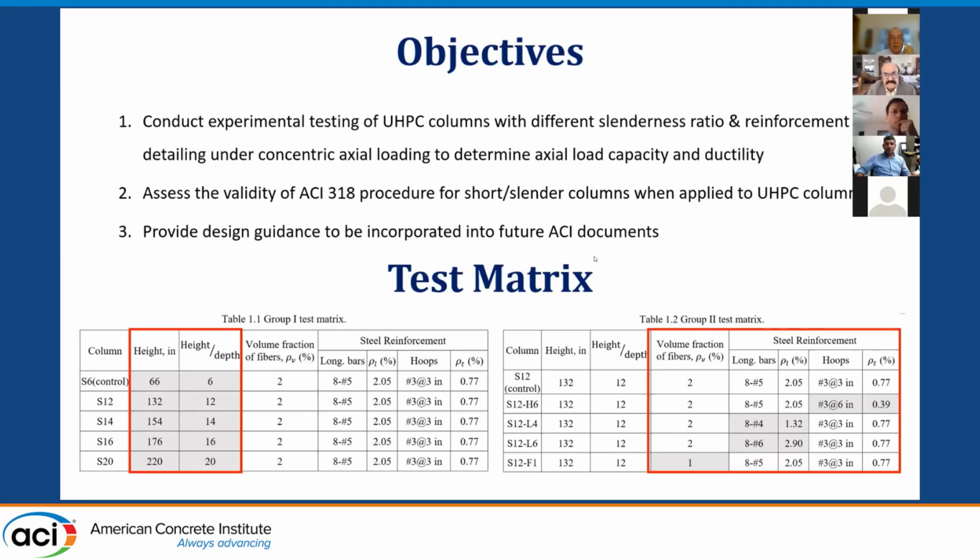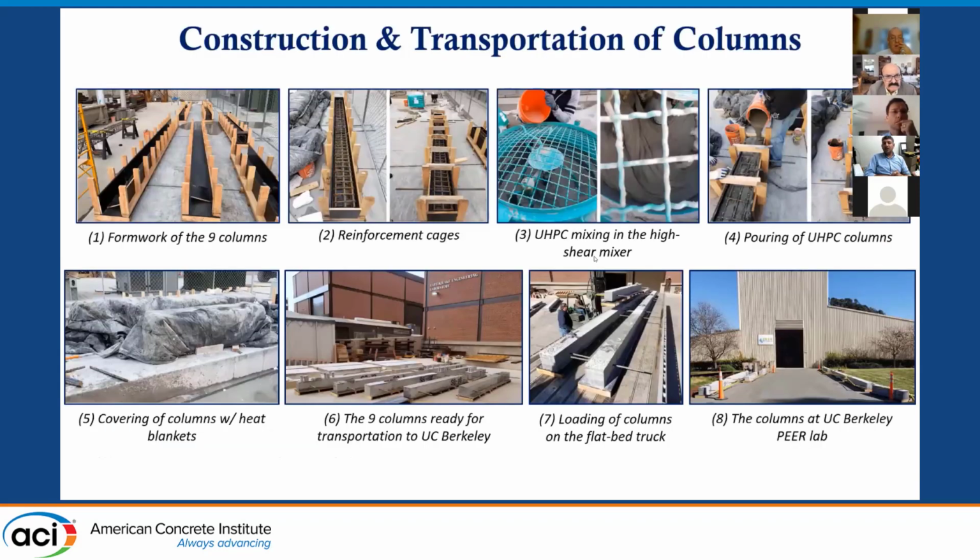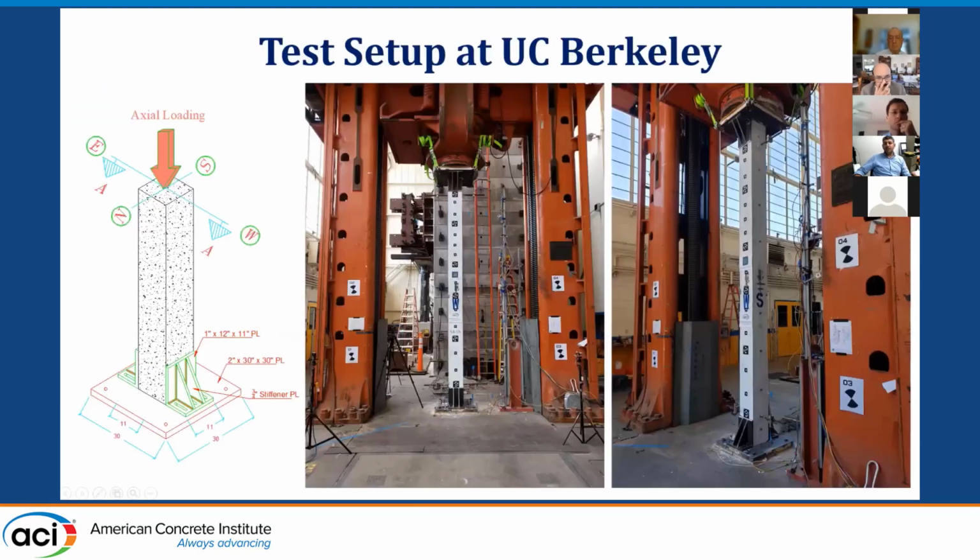We did the construction for the 9 columns at our fab yard in Reno, Nevada, and you see the columns here. We did them all in a horizontal lying position to mimic precast construction, and for more convenience and to be able to do more columns. Once we had all the columns ready, we loaded them onto a flatbed truck and transported them to Berkeley. Berkeley is 3 hours from here, and it was convenient to do the construction here and take the columns and test them there. This is the test setup at Berkeley.